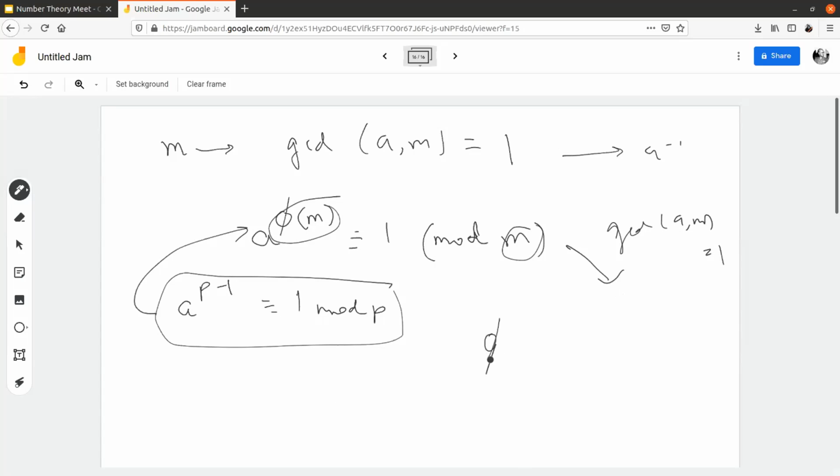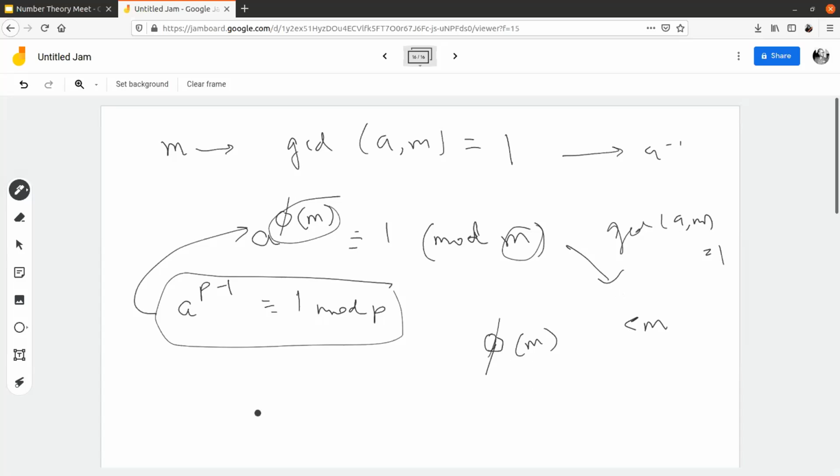I'll just say what it means, because otherwise it is incomplete. So phi of m means all natural numbers less than m which are co-prime with respect to m.